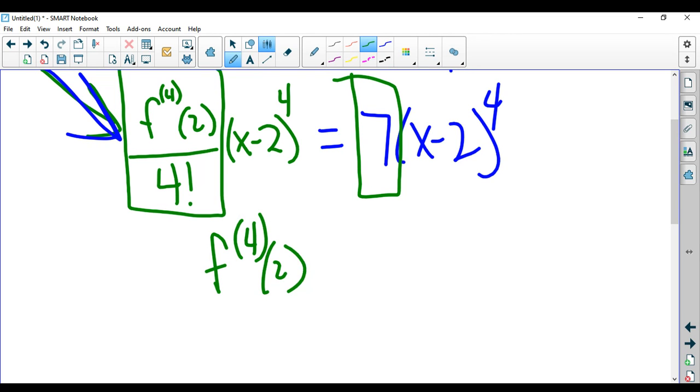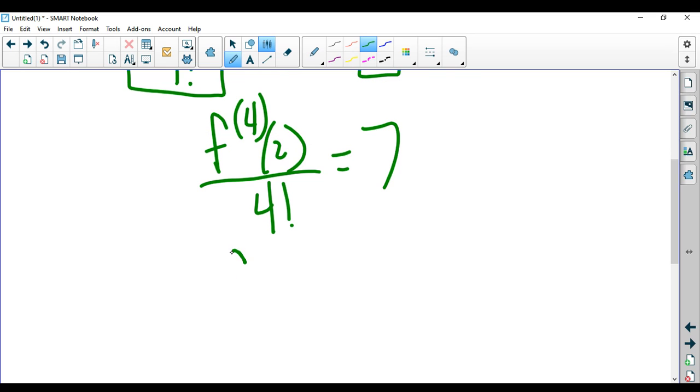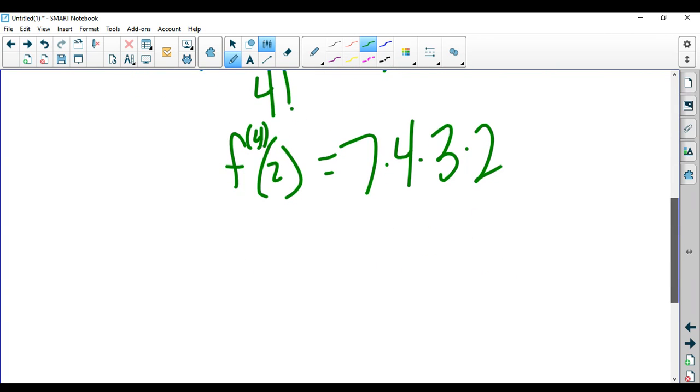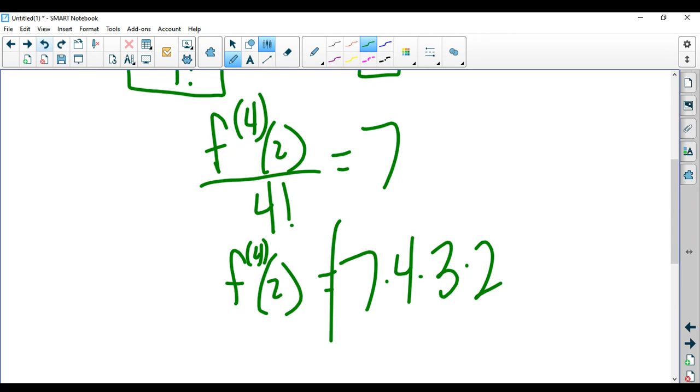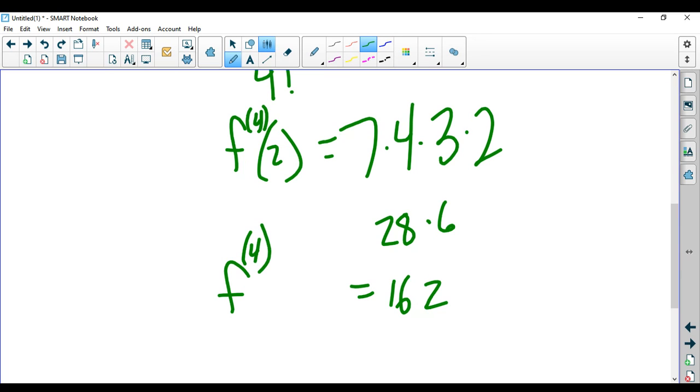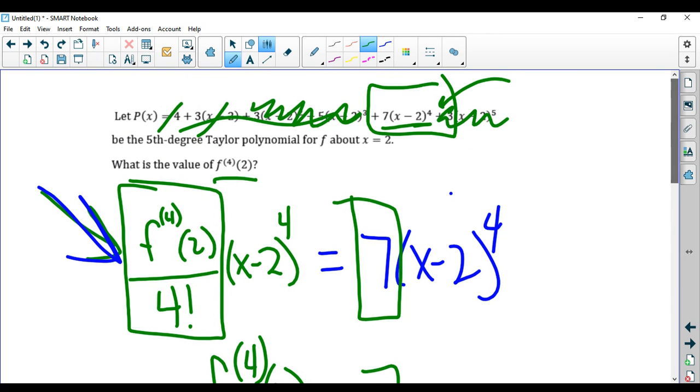So I'm going to say the fourth derivative at 2 over 4 factorial must equal 7. I'm going to multiply both sides by 4 factorial, which is 4 times 3 times 2 times 1. So we get 7 times 4 is 28, times 6. 6 times 8 is 48, 12 plus 4 is 16, so 168. That is the fourth derivative of that at x equals 2. And that's what the question was.